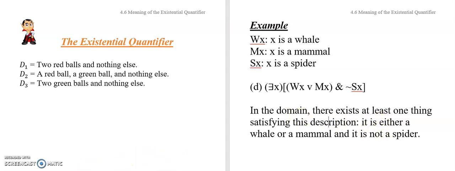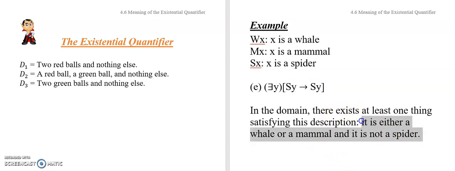Let's go ahead and look at, I believe there was an E here. Yeah, right. So here's E. It's kind of an interesting statement, but go ahead and see if you can unpack what it means in ordinary English. And here's your template from the previous problem. This is E. Okay, so this one says at least one thing in the domain satisfies this description. If it's a spider, then it's a spider. All right, in the domain, there's something satisfying this description.